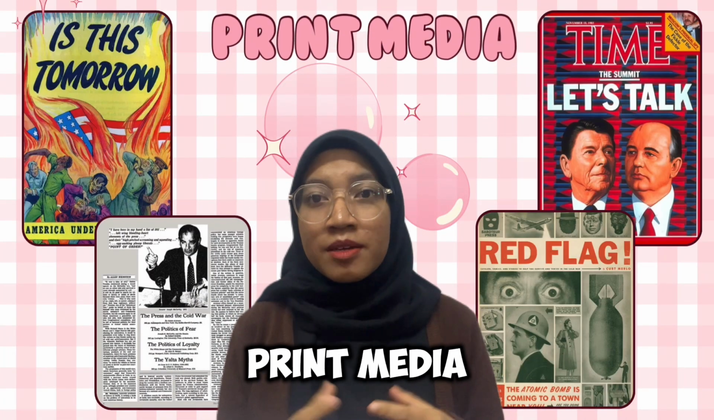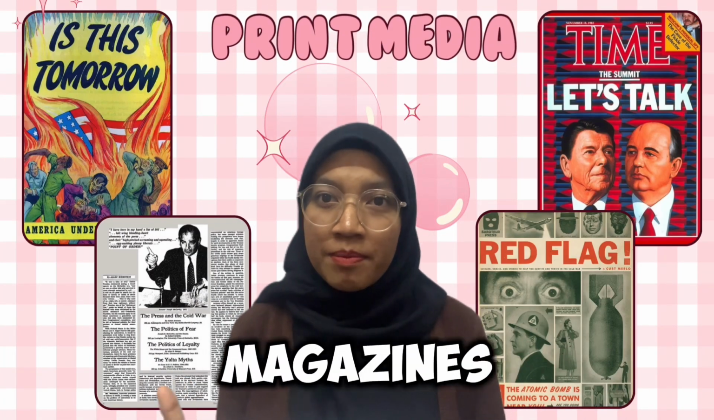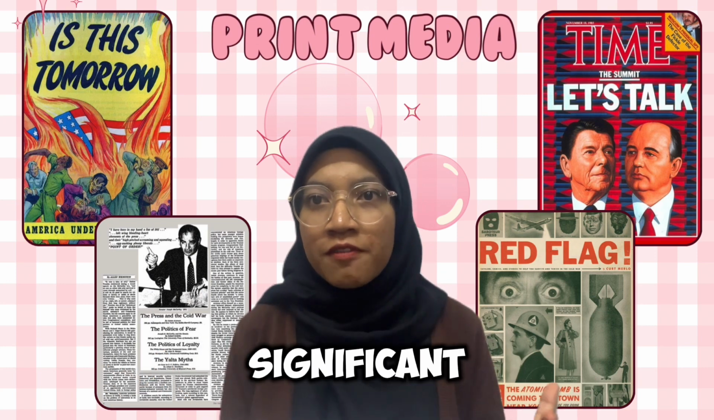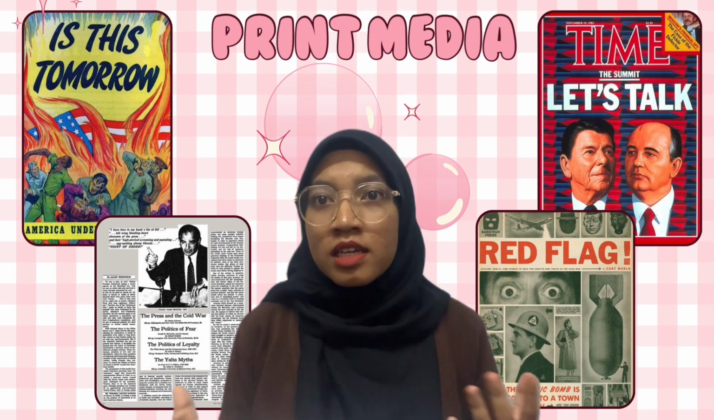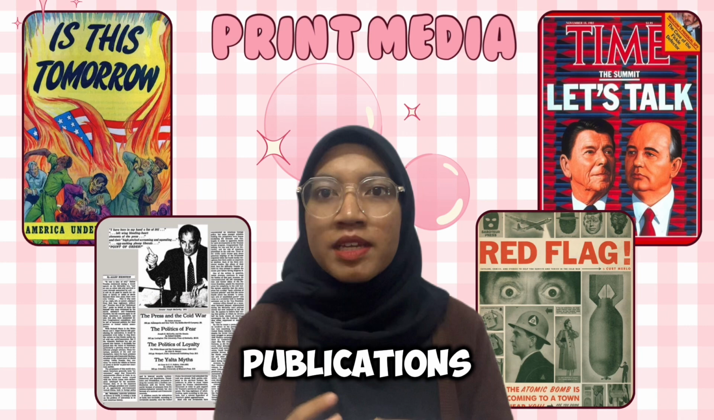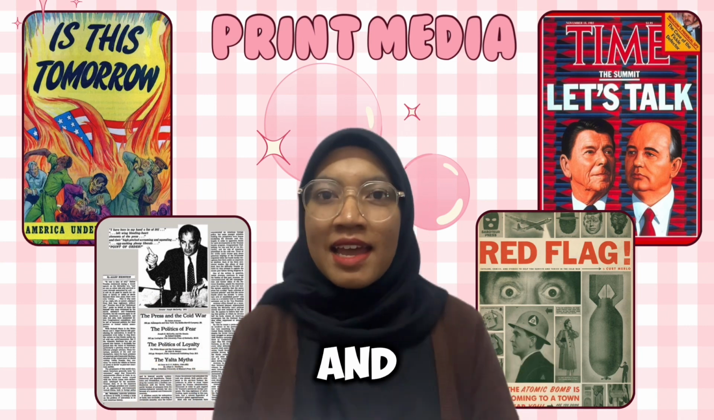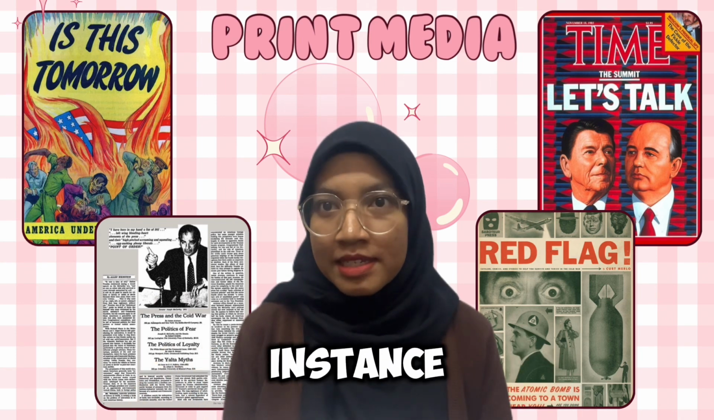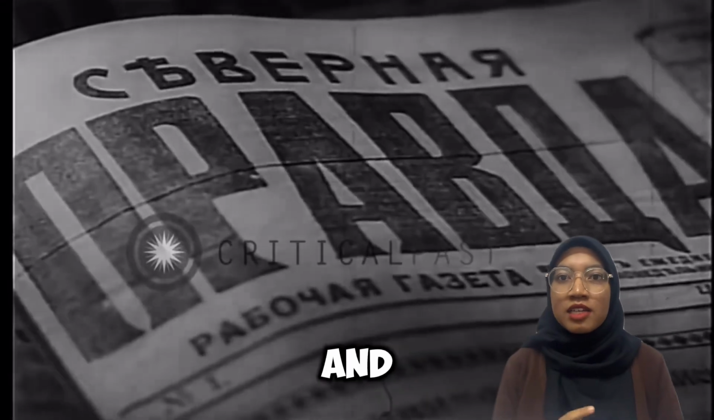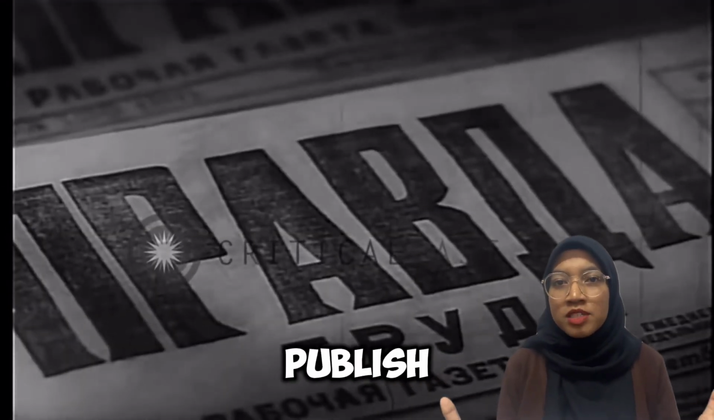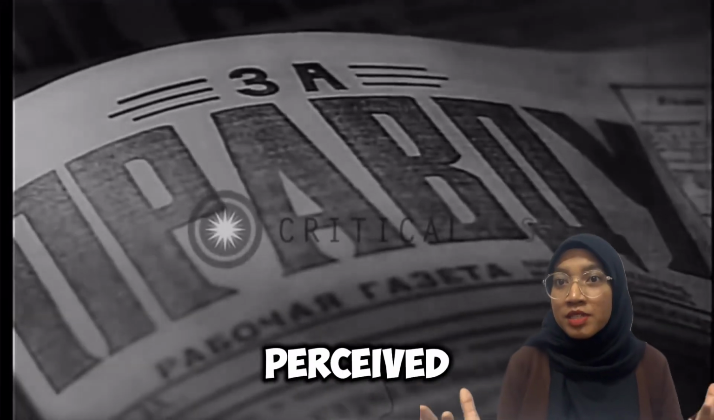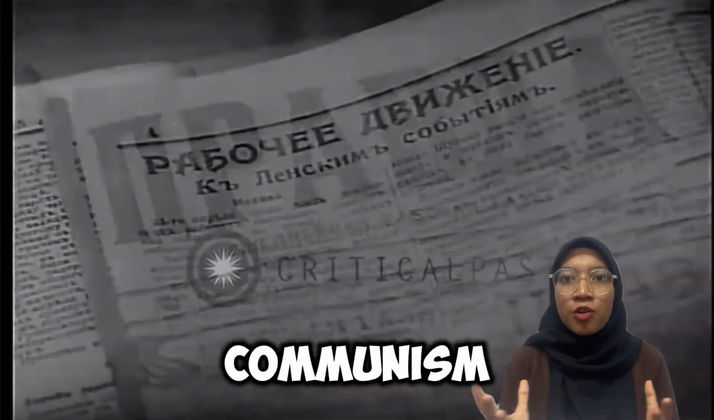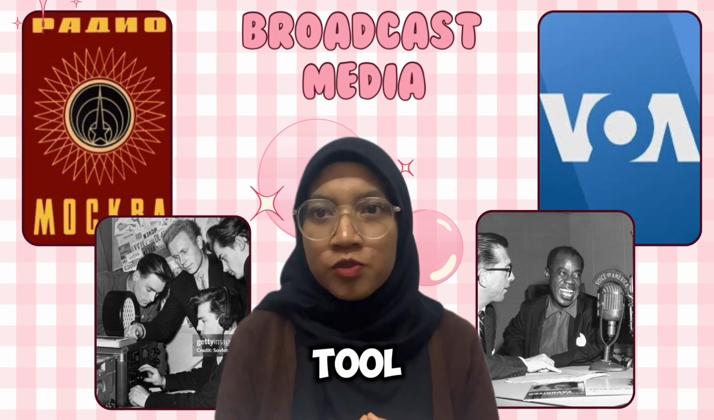Firstly, print media. Print media, including newspapers, magazines, and pamphlets, played a significant role in spreading propaganda. Each superpower used state-controlled publications to promote their ideologies and discredit the other. For instance, the Soviet Union's Pravda and the United States' Time magazine often published articles highlighting the perceived evils of capitalism or communism, respectively.